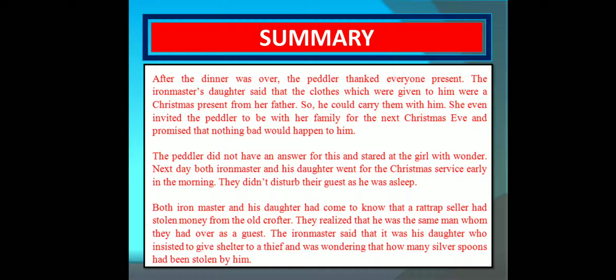Next day, both the ironmaster and his daughter went for the Christmas service early in the morning. They didn't disturb their guest as he was asleep. They had come to know that a Rattrap Seller had stolen money from the old crofter. They realized that he was the same man whom they had had as a guest. The ironmaster said to his daughter that it was she who insisted on giving shelter to a thief, and was wondering how many silver spoons had been stolen by him.